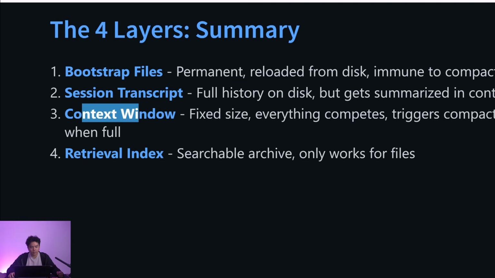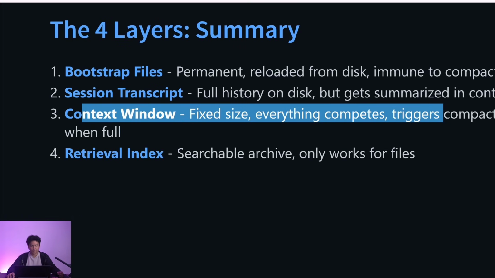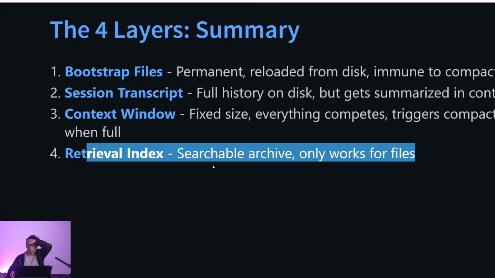And then third is the context window. It's fixed size, everything competes, and triggers compaction when full. You'll actually get a better feel for how to optimize your context window, I think about 1 to 2 weeks into your journey if you just started off using OpenClaw agent. And we'll talk about that configurable in another video on how to optimize your context window. And last but not least, you have the retrieval index. It's a searchable archive, but only works for files. And these 4 layers work together to give your agent memory.